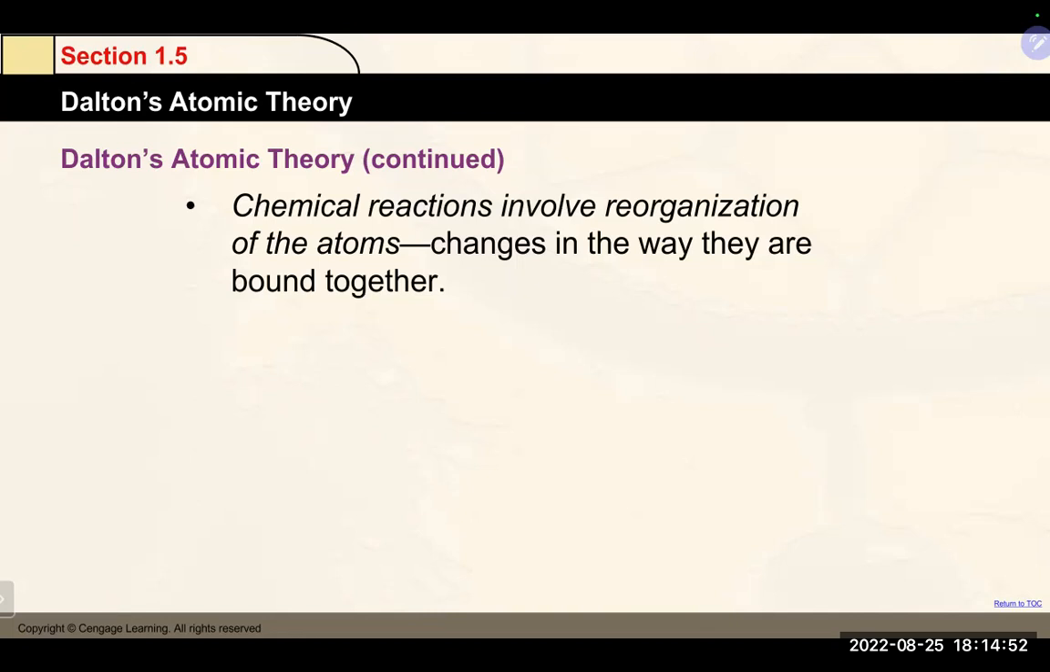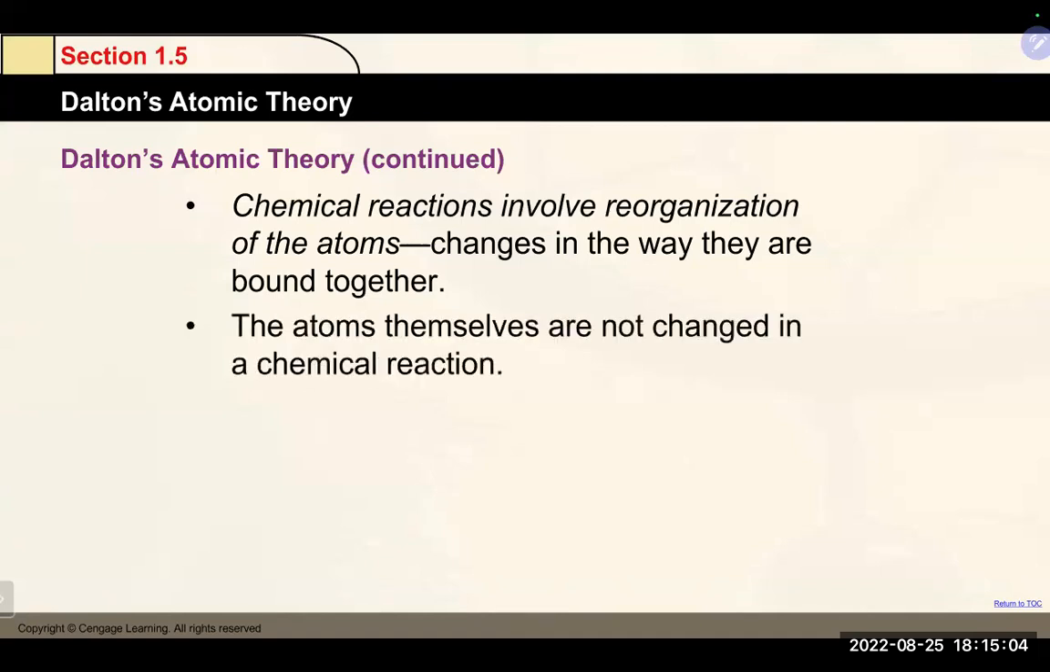So you should know the different parts of Dalton's atomic theory. You should know which parts are still correct and which parts are not. Any questions on that? And clearly he went bowling on Thursday. Good, very good. The atoms themselves are also not changed in a chemical reaction.